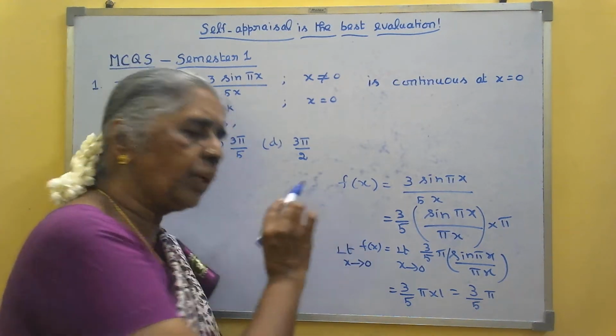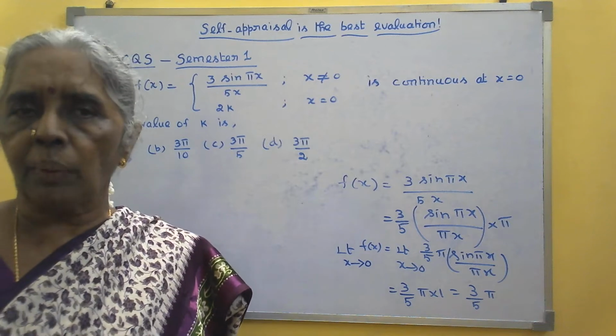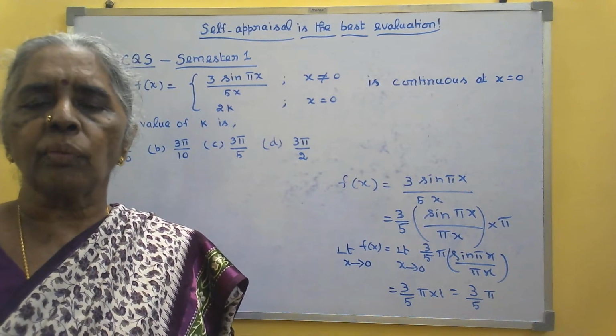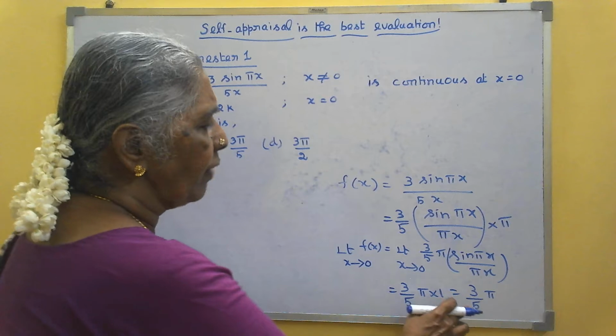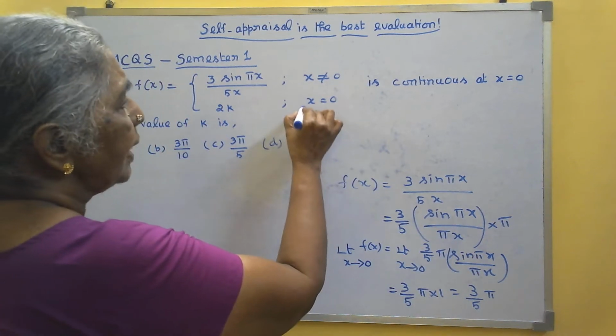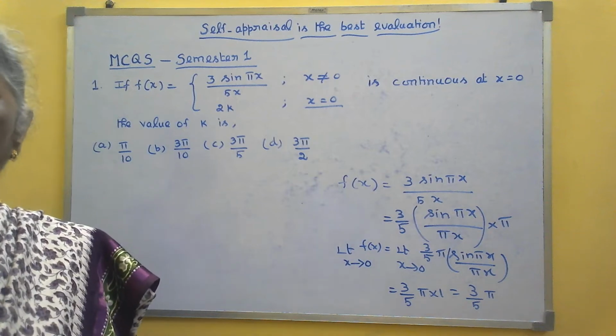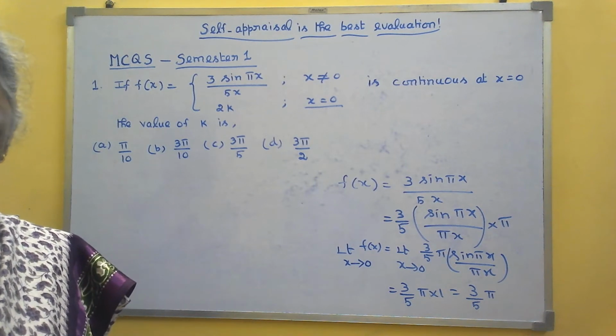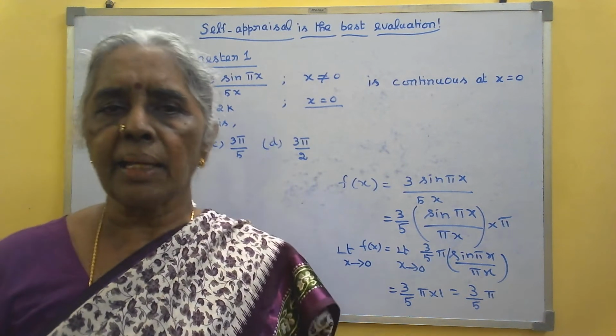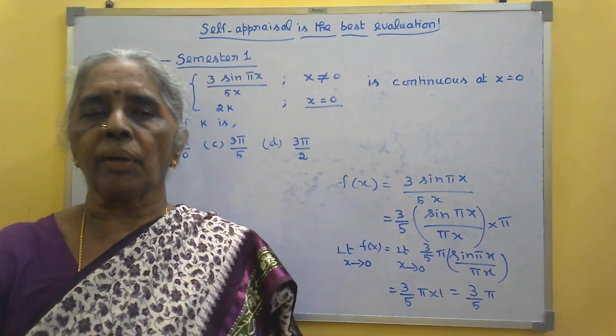That is why I have just put a 0. Otherwise, for LHL, you will put 0 minus. For RHL, you will put 0 plus, right? So, now we have got it. Now, what is f of a? That is when x is equal to 0, it is given as 2k. You know, if your function is continuous, the LHL is equal to RHL, that is equal to f of a.